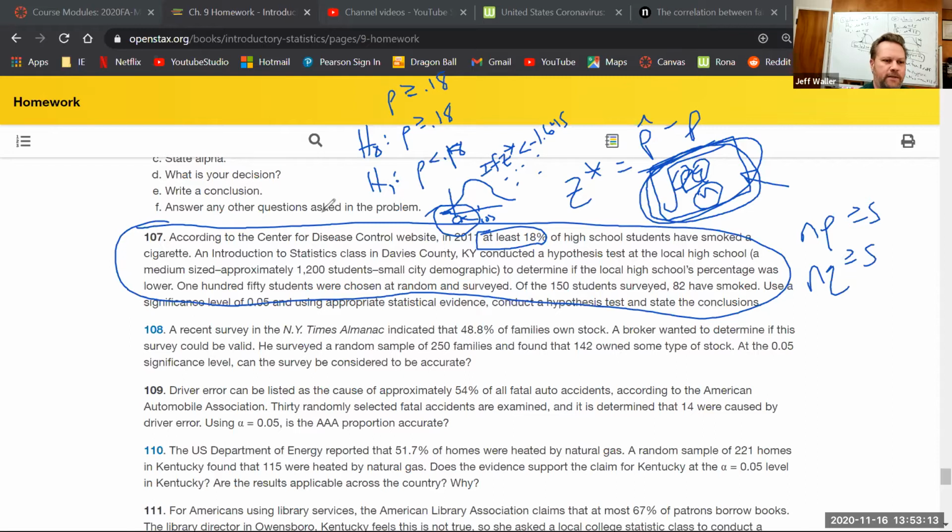All right, stop. The n on that would be 150, right? Not 1200. The n, yeah, that's a good point. This is that weird one, isn't it? Yes, this is that weird problem. The 1200 is totally bogus. Of the 150 students, 82 have smoked. So this is n. I have no idea why they did that to you. Oh, I see. Because they didn't talk to all the 1200 students. So that's fine. 150 students were chosen at random. So that's not as bad as I thought.